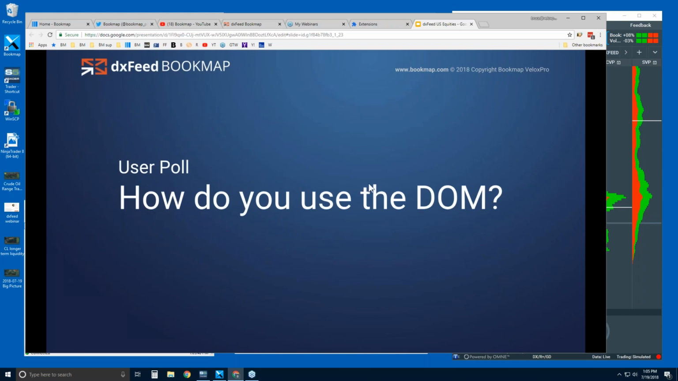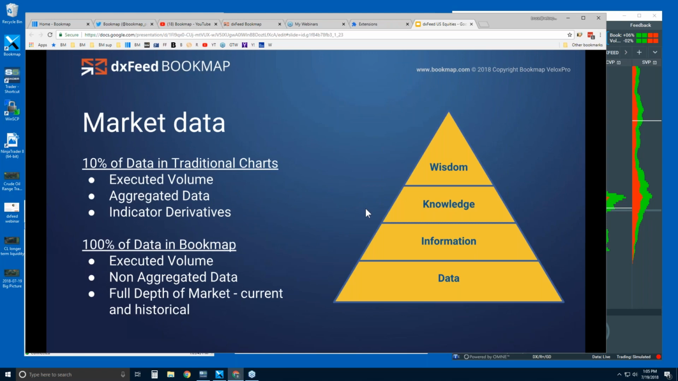I think we'll skip the poll here. It's asking about the DOM, if you use a DOM, and how you use it. But we'll move on and go through market data, this slide.